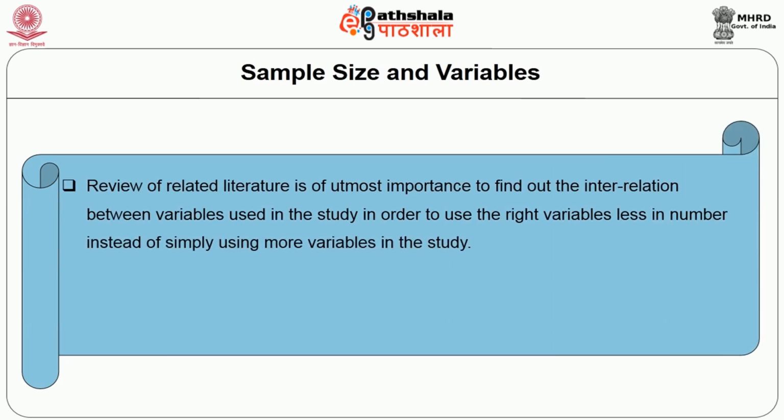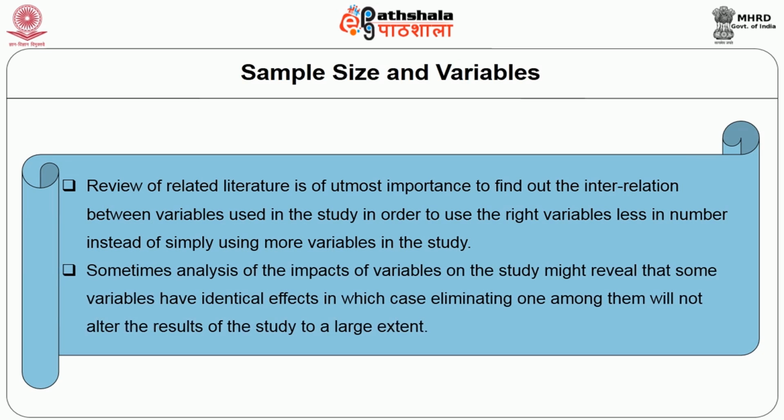A review of related literature is of utmost importance to find out the interrelation between variables used in the study in order to use the right variables less in number instead of simply using more variables in the study. Sometimes analysis of the impacts of variables on the study might reveal that some variables have identical effects, in which case eliminating one among them will not alter the results of the study to a large extent.